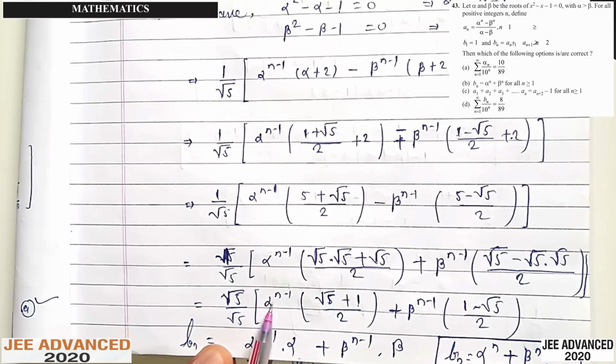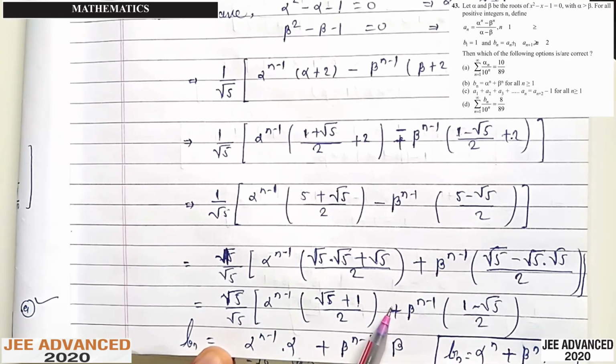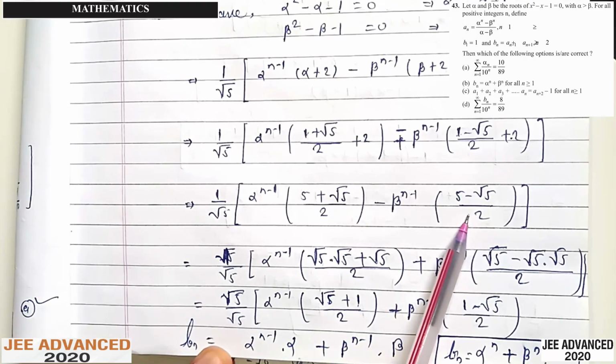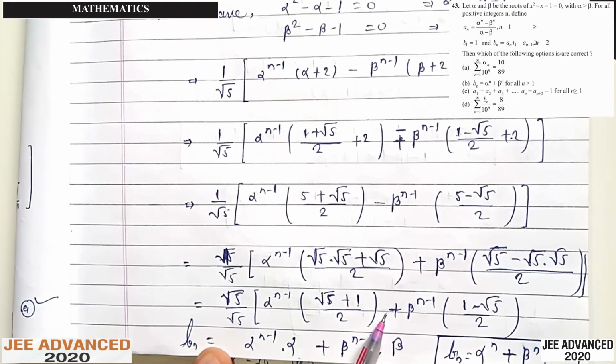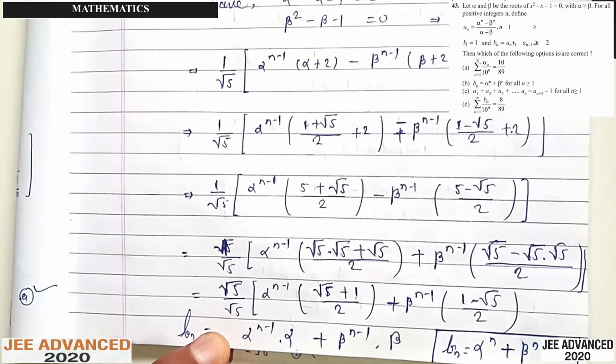So we'll get alpha raised to n minus 1, root 5 plus 1 by 2, beta raised to n minus 1 as it is, 1 minus root 5 by 2, okay. Positive it is here because negative sign was here, so I took the negative sign outside, so it gets positive, okay. So root 5 by root 5, its value is 1, okay. Alpha raised to n minus 1 as it is.